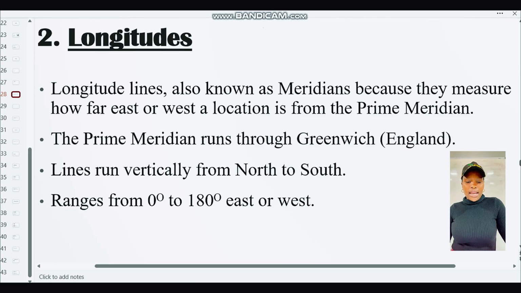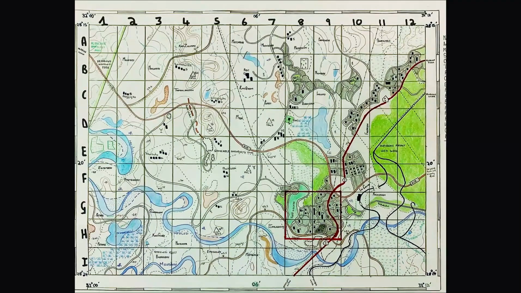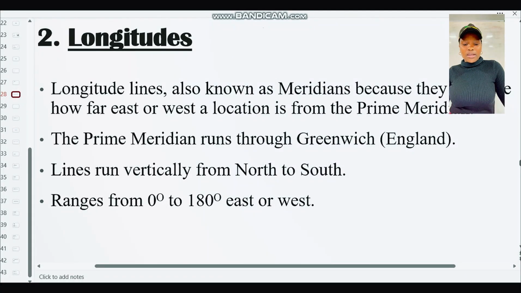Now, lines of longitude are also known as meridians because they measure how far east or west a location is from the prime meridian. The prime meridian runs through Greenwich. The lines run vertically from north to south, and they range from 0 degrees to 180 degrees east or west.